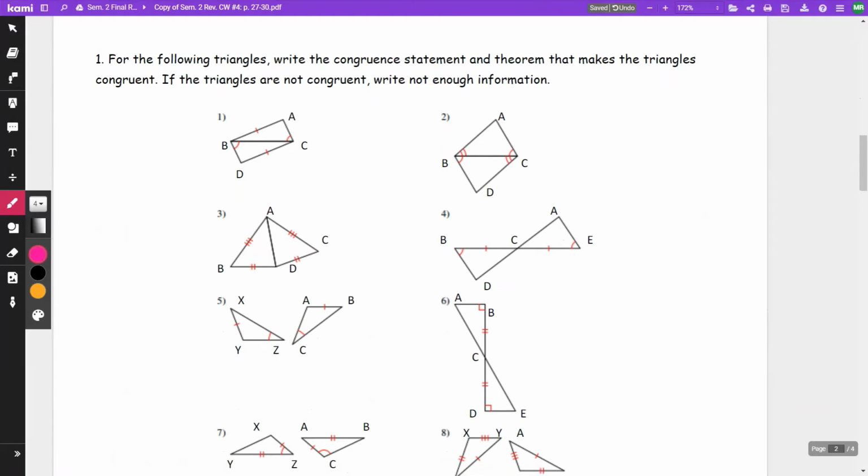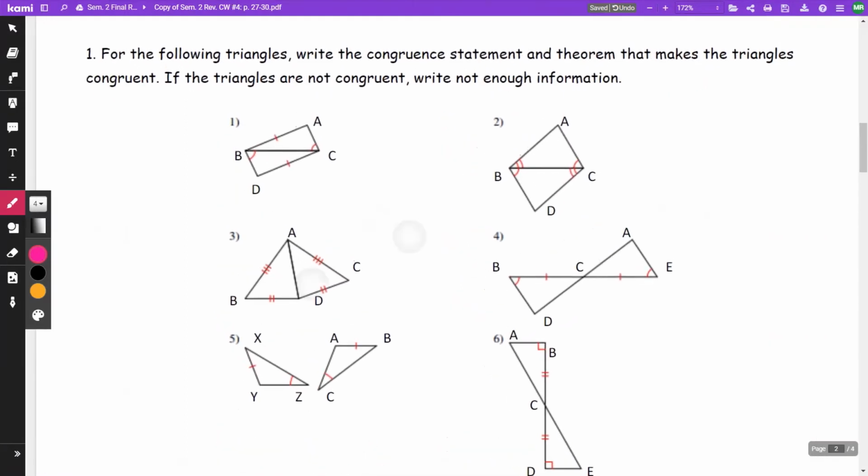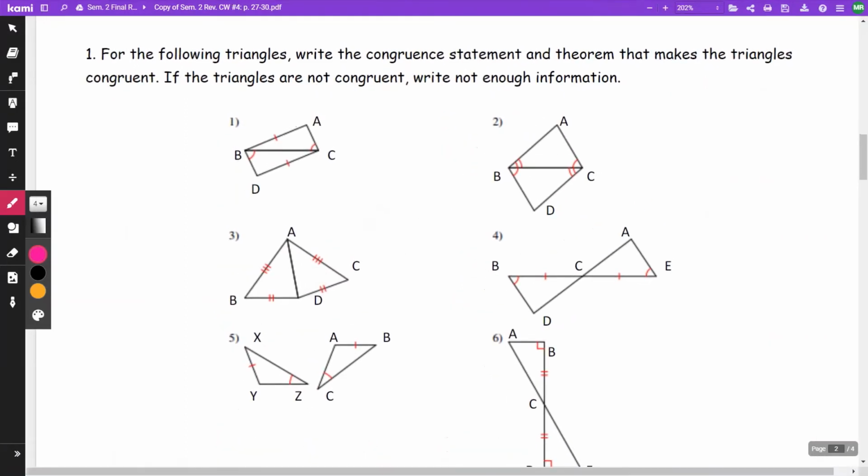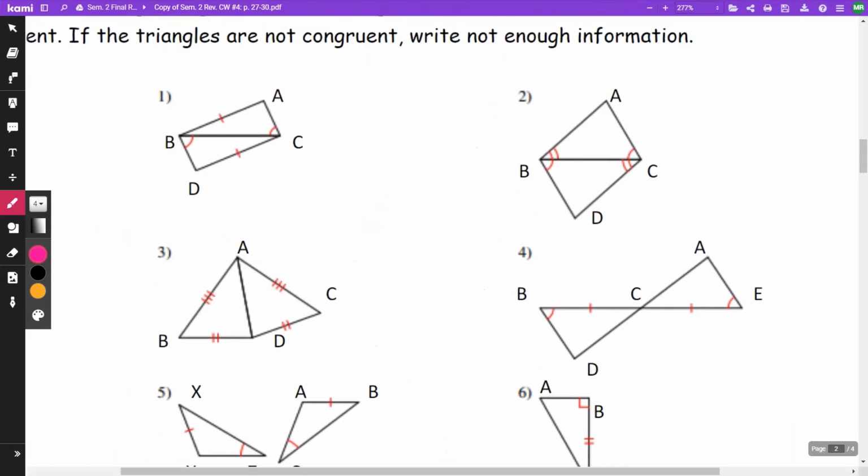So now we're going to try doing these problems. For the following triangles, write the congruent statement and theorem that makes the triangles congruent. If the triangles are not congruent, write not enough information. Okay.